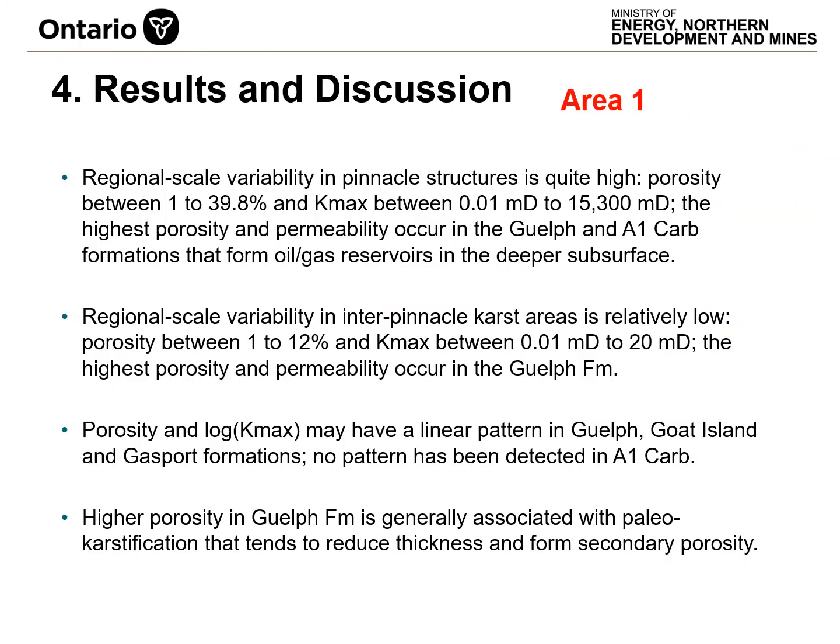In summary, the porosity and permeability variations of Lockport group correlate well with architecture of formation thickness variations in pinnacle structures. In Area 1, the pinnacle structures, where the Lockport is thick, the average porosity and permeability values are highest, and the interpinnacle karst succession possesses variability but consistently lower values.